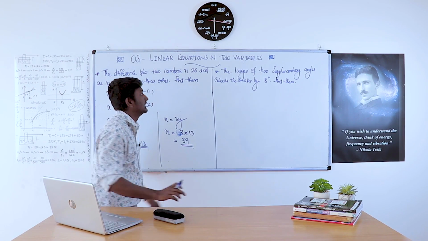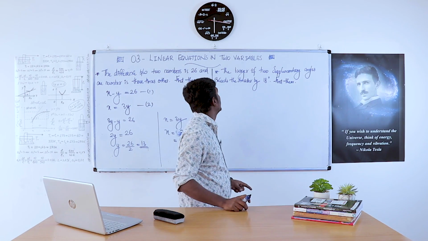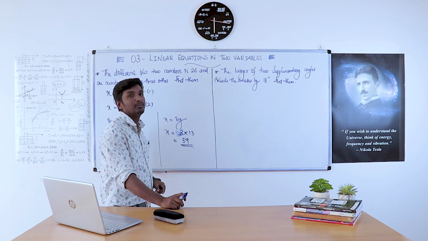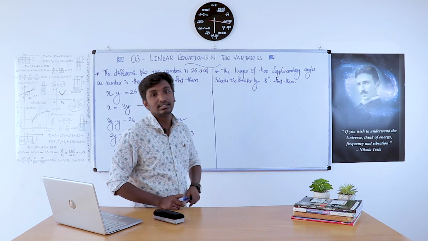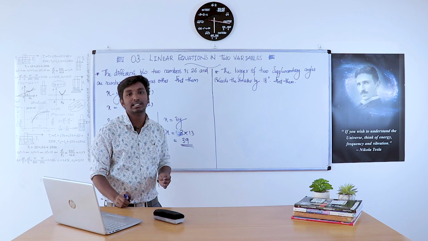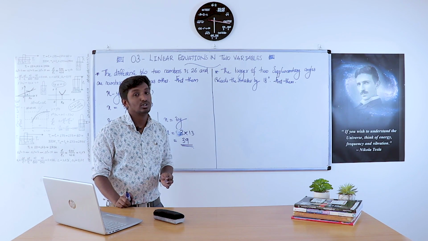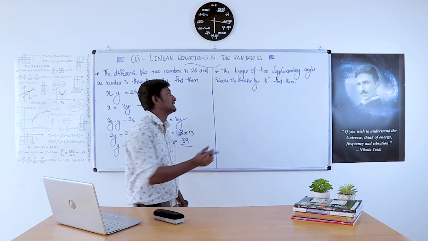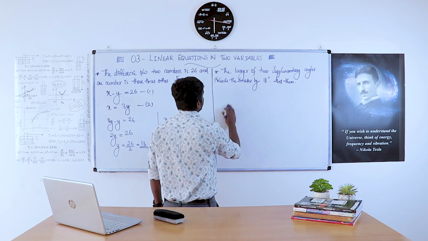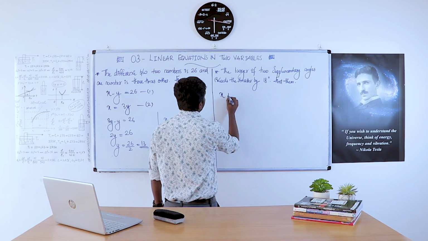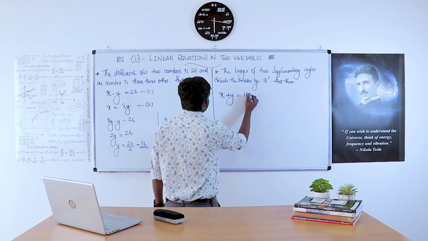Now, look at the next question. The larger of two supplementary angles exceeds the smaller by 18 degree. Find them. What do you mean by supplementary angles? If the sum of two angles is 180 degree, then it is known as supplementary angles. So, we can take the angles as x and y. If it is supplementary, then the sum of these angles gives 180. That means x plus y is equal to 180 degree.